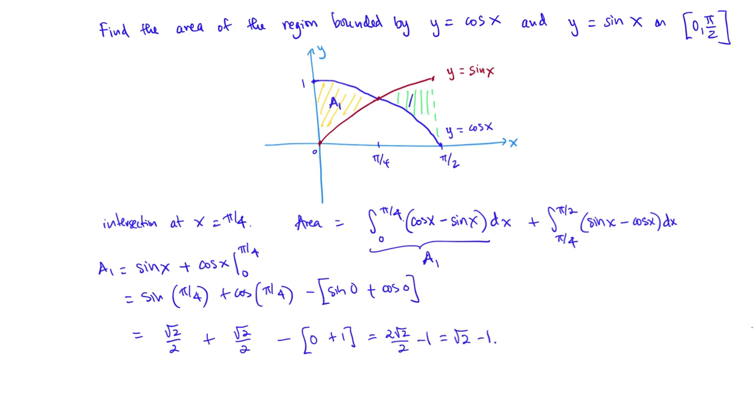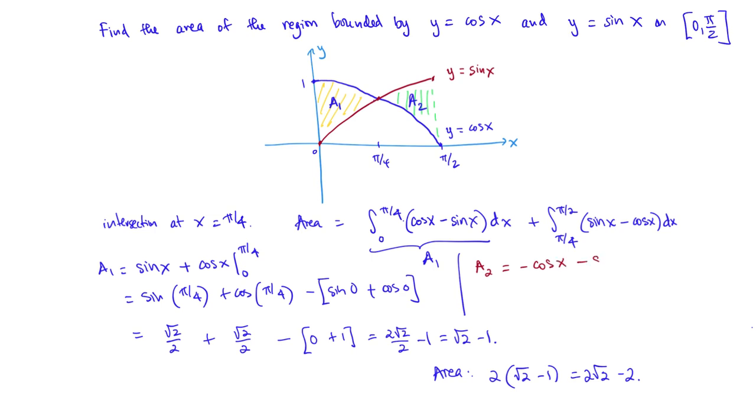The second area should be root 2 minus 1 also, because of symmetry. And so the total area is 2 times the square root of 2 minus 1, or 2 root 2 minus 2. In each of these cases, it will definitely help if we graph the curves on the same coordinate axis. Notice that if we didn't see the symmetry, the second area can be evaluated using the fundamental theorem of calculus.